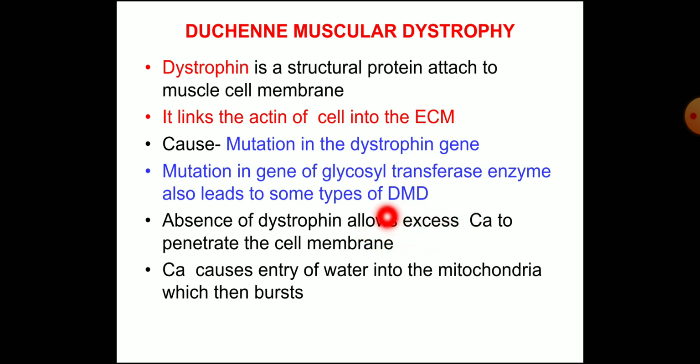When there is absence of dystrophin, it allows calcium to penetrate into the cell through the membrane. When calcium enters the cell, it brings water into the mitochondria, and then the mitochondria burst. Along with calcium, water also enters the mitochondria, and the mitochondria burst. That is what happens in DMD.